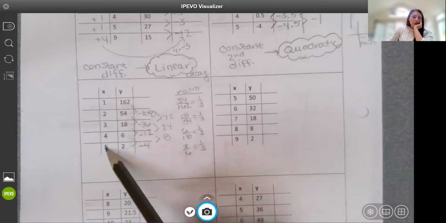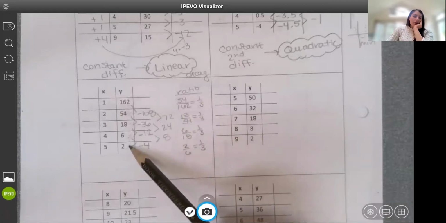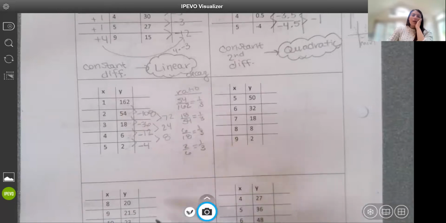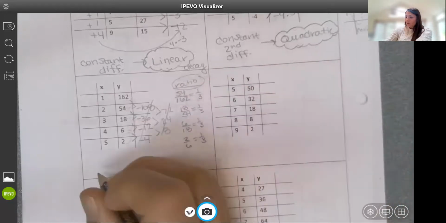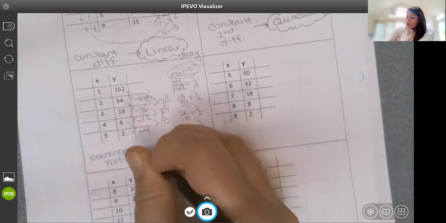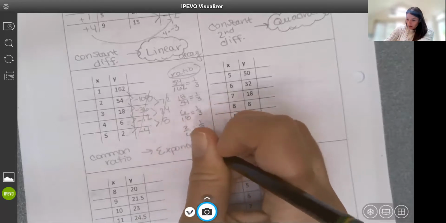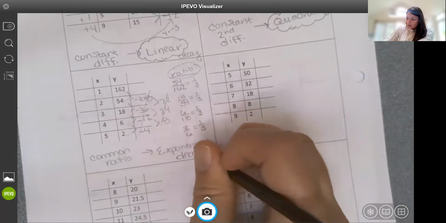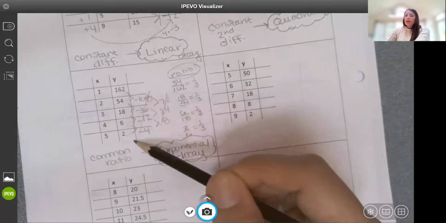I'm seeing that as it increases, it's decaying over time. So I want the actual ratio. If you go bottom up, it's going to give you your actual ratio, like decay should be less than 1, growth greater than 1. So I can see that this does not have a first difference, does not have a second difference, but does have a common ratio, which means it would be exponential. And it would be exponential decay. I can tell that because as my input increases, as I go up by 1 here, this is decaying, becoming less.